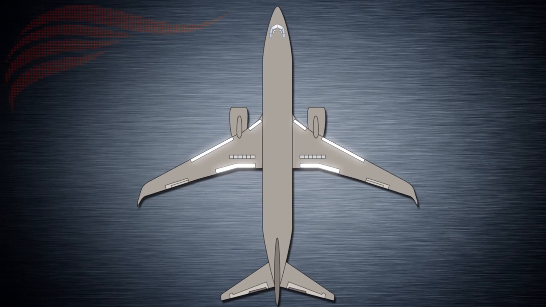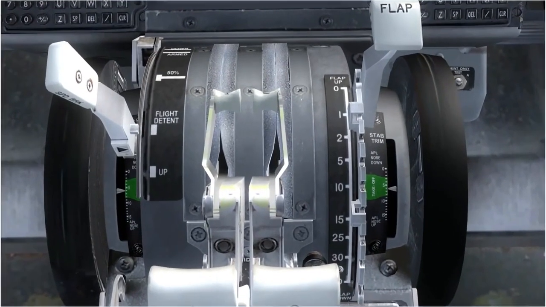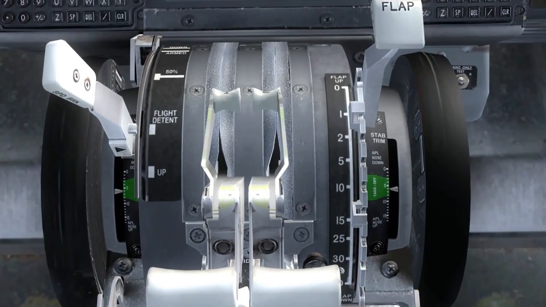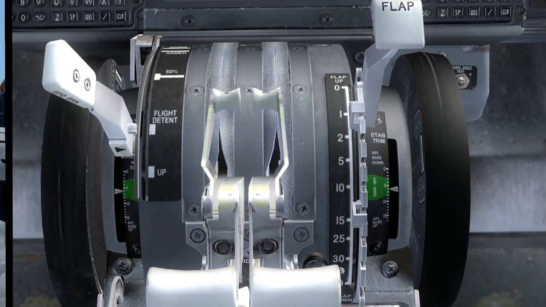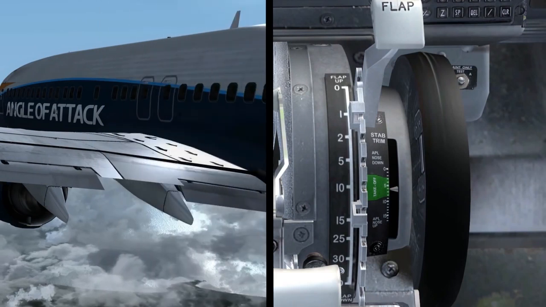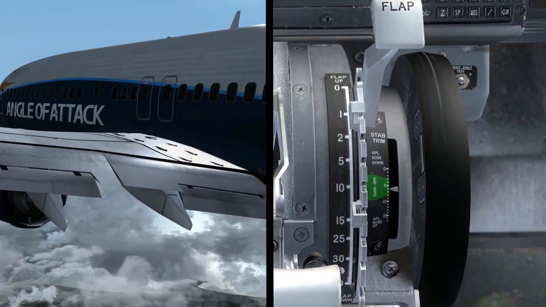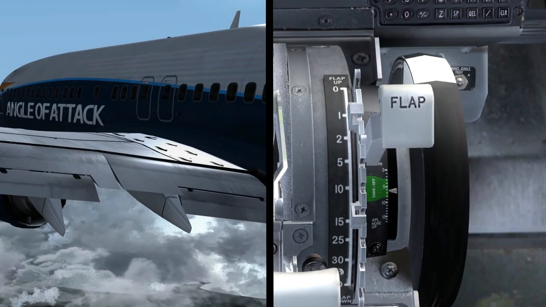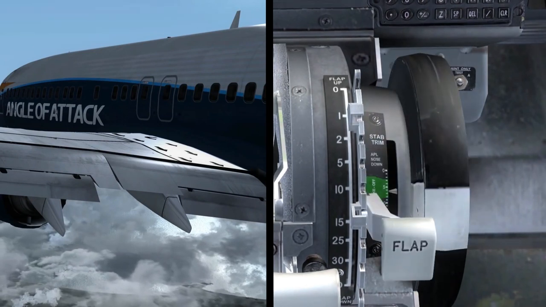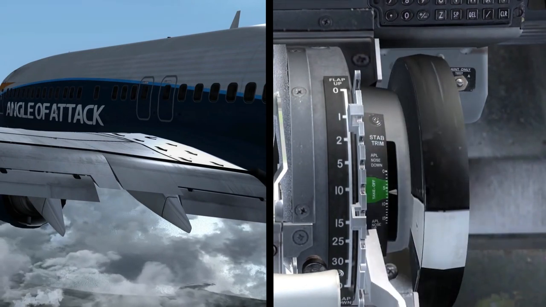These flaps are double-slotted, which basically means that from the trailing edge, one flap extends, and from this flap, another flap extends. There is a flap lever in the cockpit next to the throttles that can be moved to command either retraction or extension of the trailing edge flaps. The lever has detents in the following positions: up, 1, 2, 5, 10, 15, 25, 30, and 40.